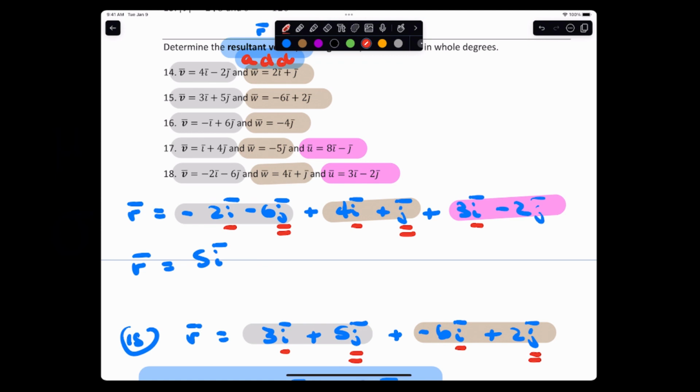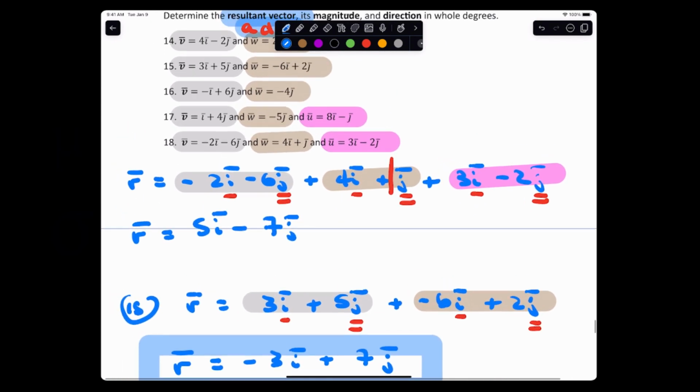Now do the j's, combine like terms. This is a 1 there. So what do you end up with? You get negative 7j. Is that true? Because you get negative 6j plus 1j is negative 5j. And then add another negative 2j, that's negative 7j. And sure enough, ladies and gentlemen, there you go.